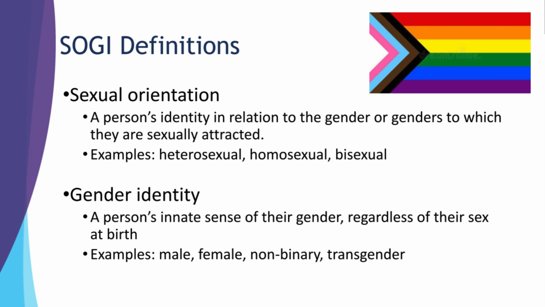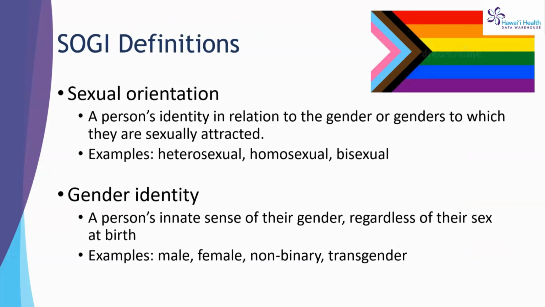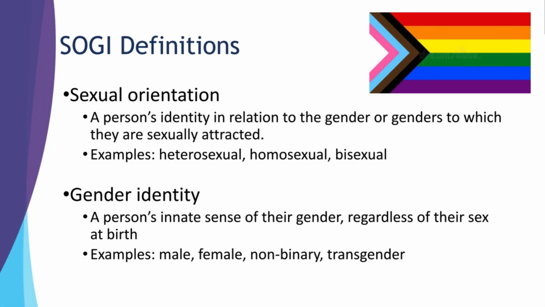So, sexual orientation is about who you're attracted to and who you feel drawn to romantically, emotionally, and sexually. Some examples include heterosexual, homosexual, and bisexual. It's different from gender identity. Gender identity isn't about who you're attracted to, but about who you are. So it includes categories like male, female, non-binary, and transgender.